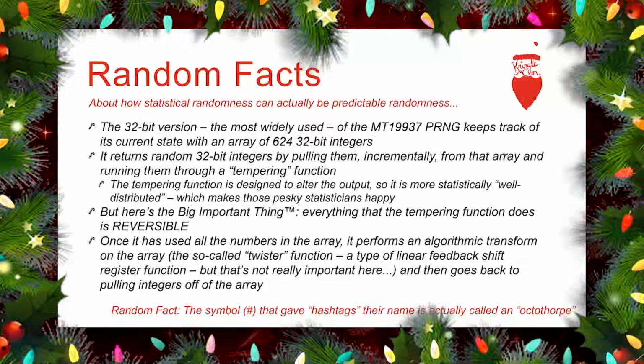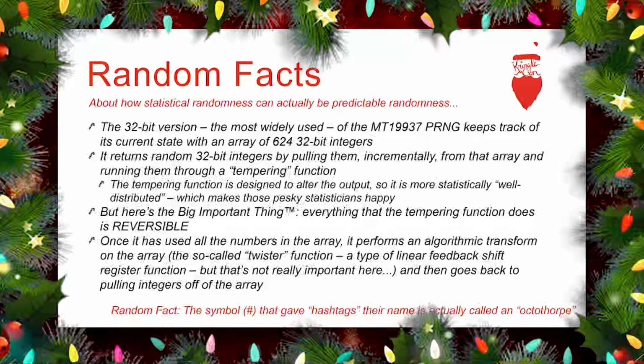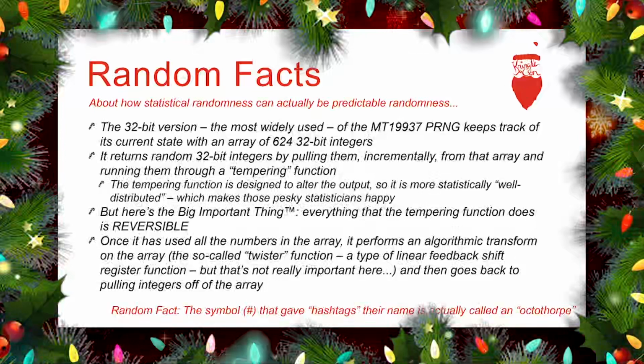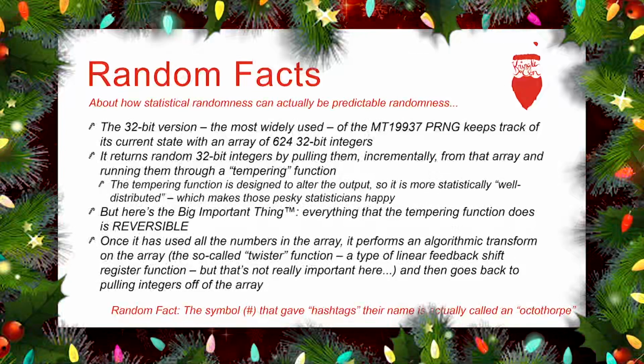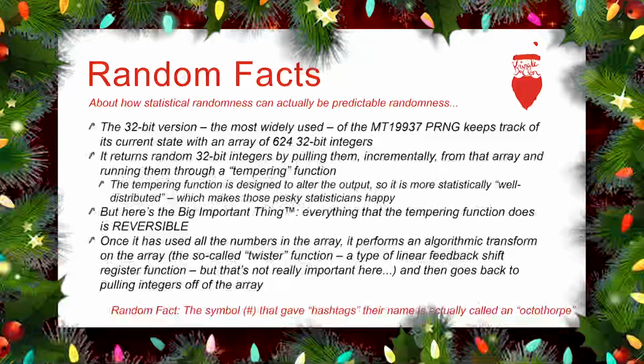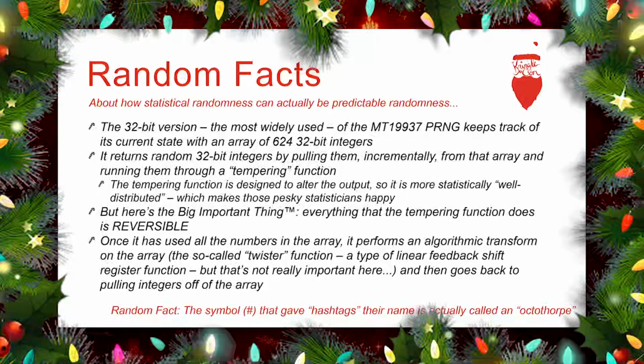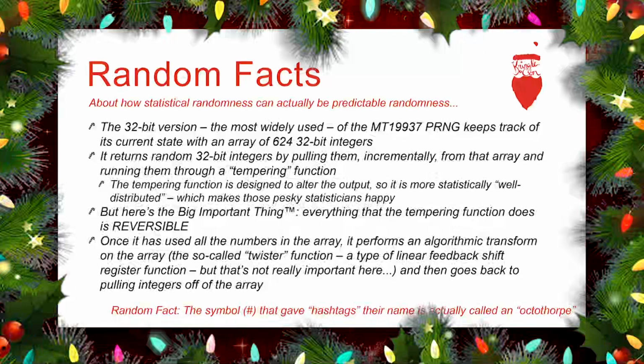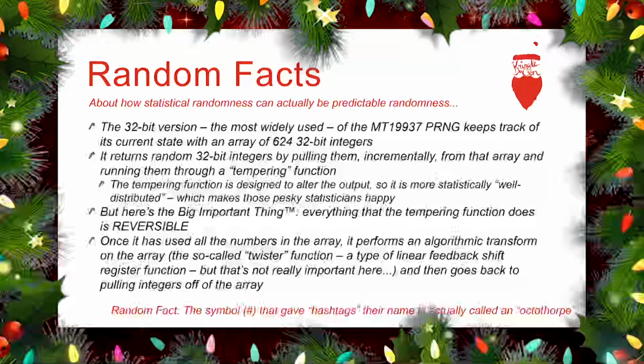The really big important thing here is this: everything that the tempering function does is reversible. We're going to talk in a minute about why that's very, very important. Once it's gone through all of those 624 numbers and pushed them all out to the user through the tempering function, it then uses a different function called the twister function, which is actually a linear feedback shift register function. And it goes back to pulling numbers off of that array again, pushing them out through that tempering function out to the user.